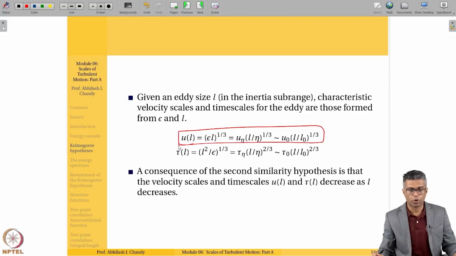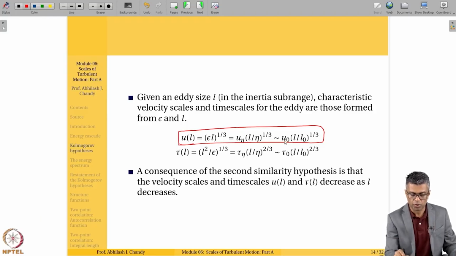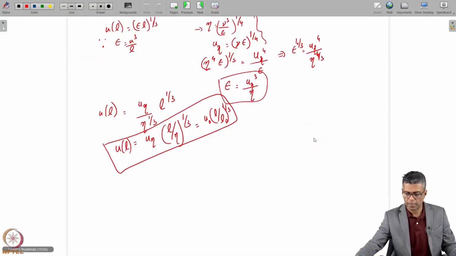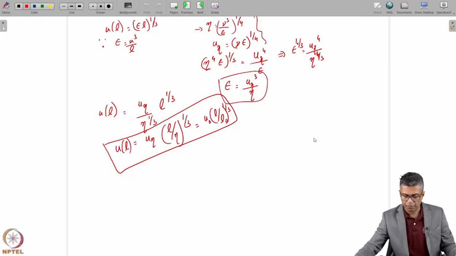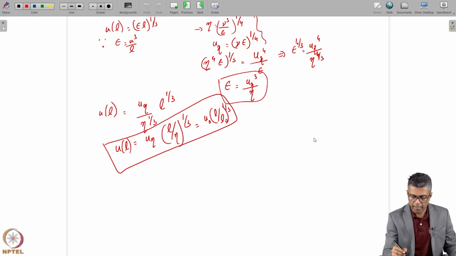U eta L over eta to the 1/3, which is also equal to U0 L over L0 to the 1/3. Because U eta becomes U0 and L over eta becomes L over L0. Isn't it? We could do something similar with tau as well. Okay.